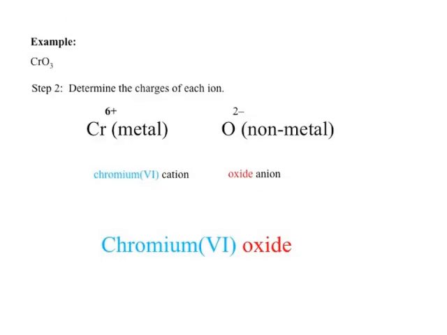And remember, when you name cations from transition metals, you must indicate the charge in parentheses. So in this case, the charge of the chromium is 6+, therefore you would say chromium, parenthesis, 6, parenthesis, and oxide. Chromium(VI) oxide, that's the name. Let's move to the next slide.